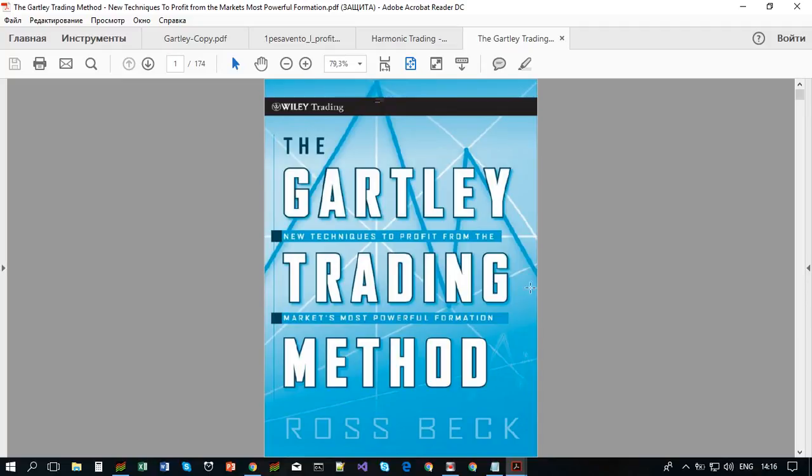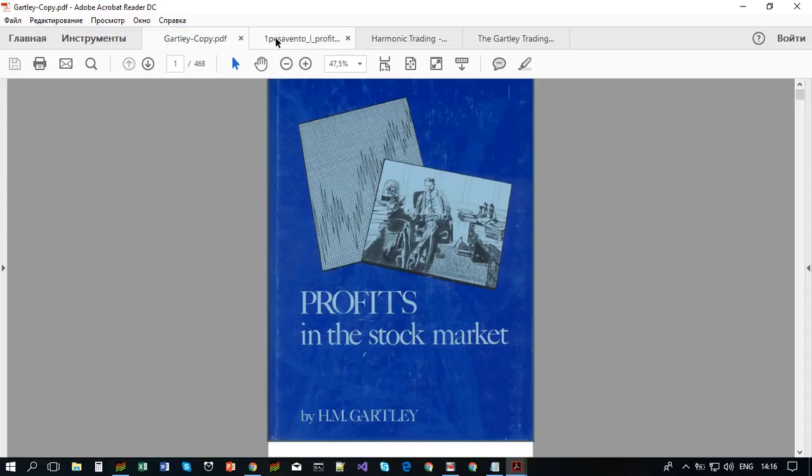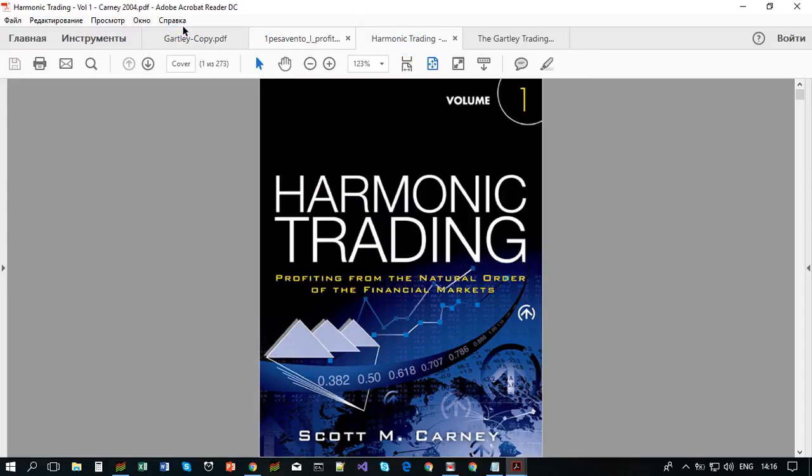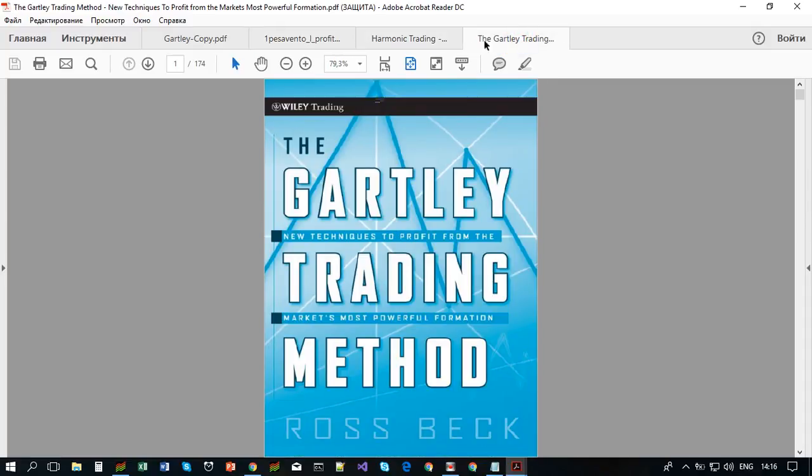And also, this is very important, you should read them in this order, because the next book is using the information from previous books. So if you read the last book without reading the previous books, you won't understand what the last book is talking about.